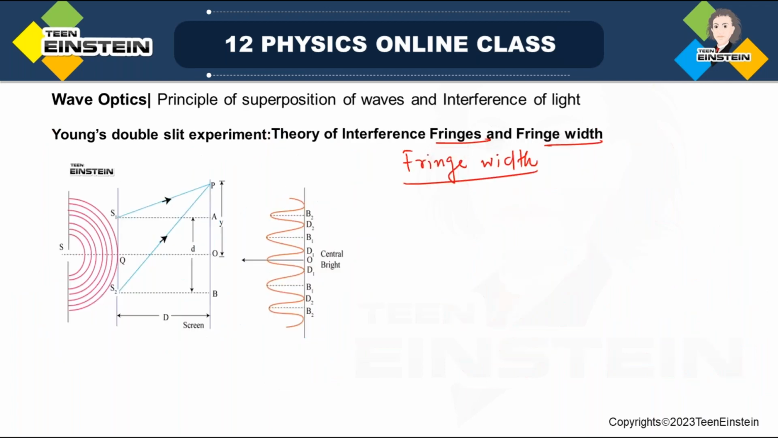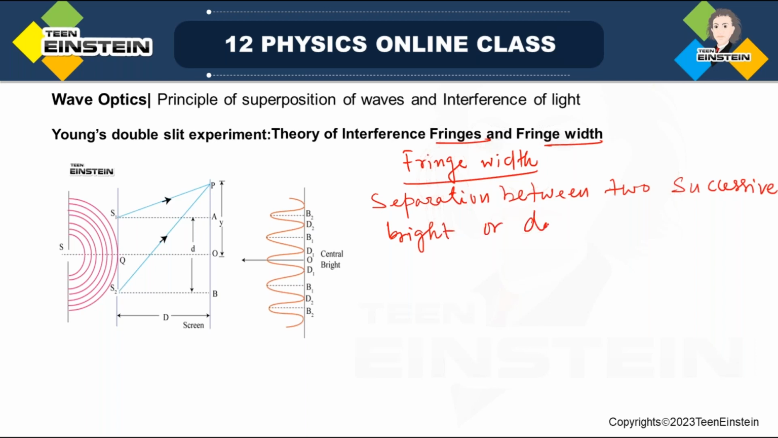And the separation between two successive bright or dark fringes is called fringe width. Okay, it is called fringe width.